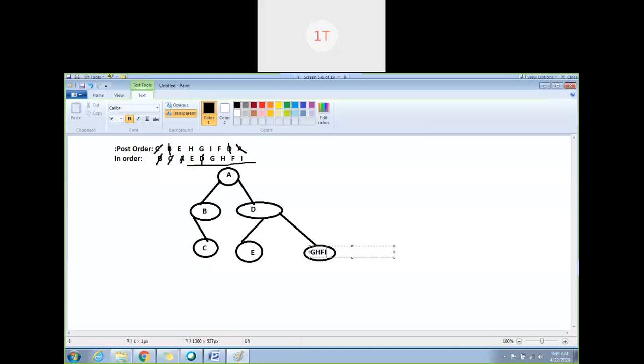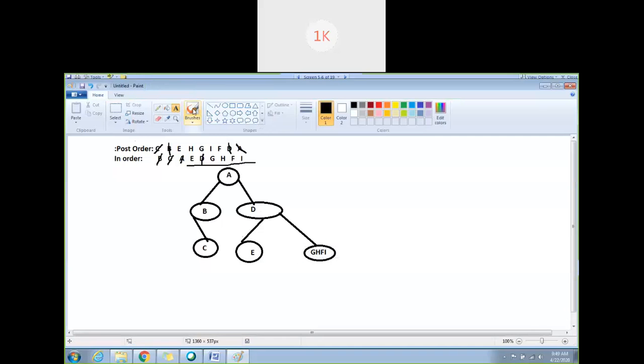G, H, F, I. Okay. So D is done, and E is also done completely. Only G, H, F, I is pending. Now let me know what can be the root node among these four elements.